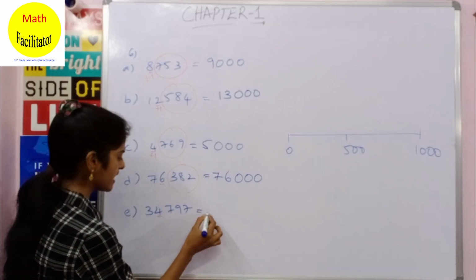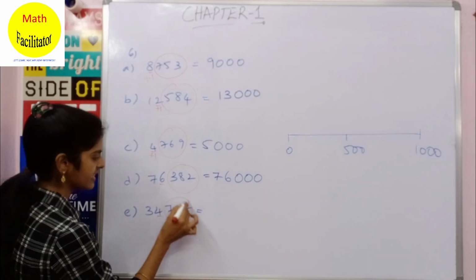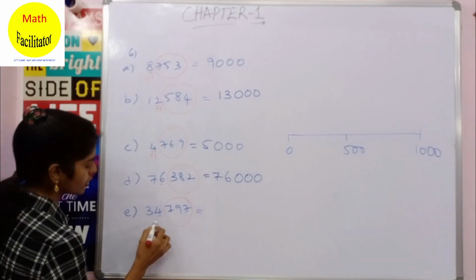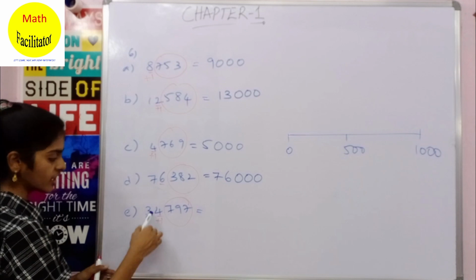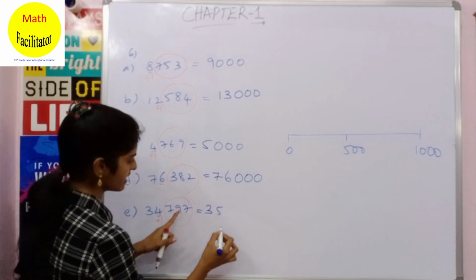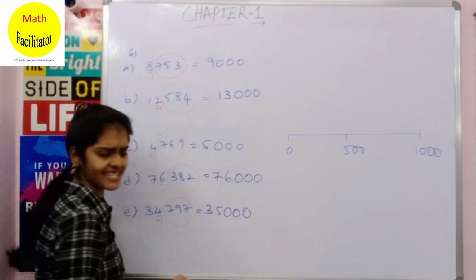Okay. Now here you have 797. 797 is greater than 500. Yes. So what do you do? You add 1 to the thousands place. So it is 3, 4 plus 1 is 5 and all these are zeros. Clear? Is estimation easy now?